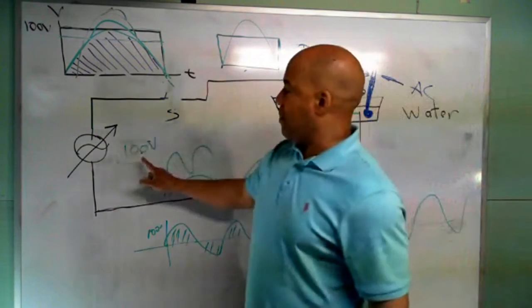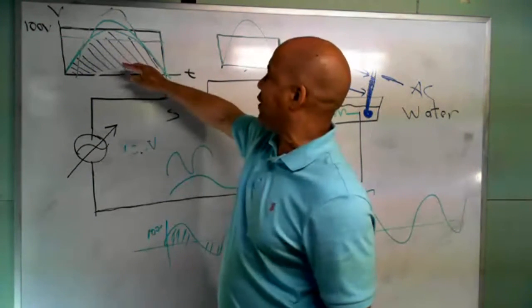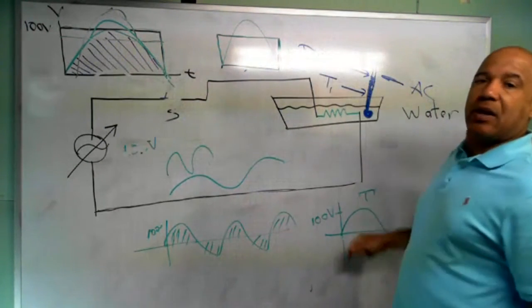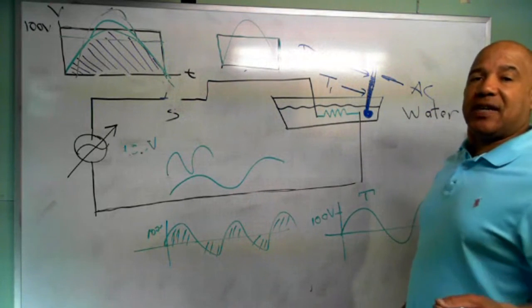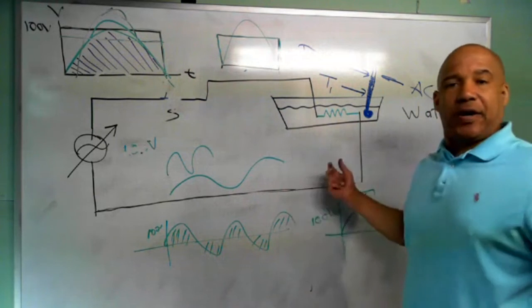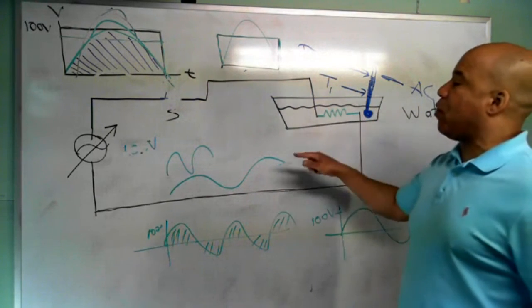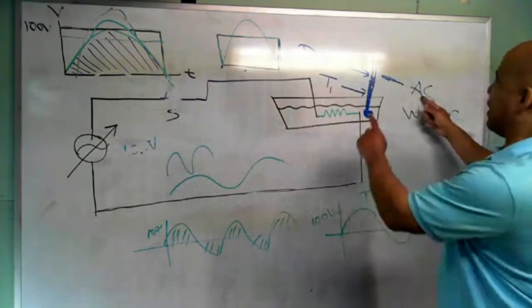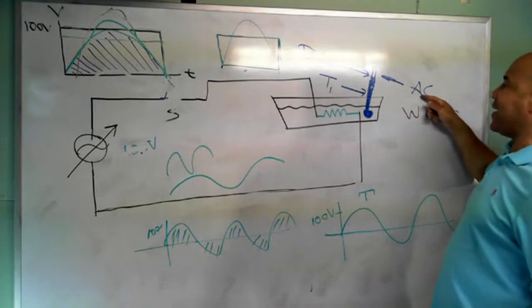I just keep turning this up. It won't be 100, it'll be higher than 100 because it takes more AC to do the same amount of work as the DC. But when these two temperatures match, what I can say is the heating effect of the DC and the heating effect of the AC are exactly the same. In other words, I'm doing the same amount of electrical work with the AC source and the DC source when the temperature from the DC source matches the temperature from the AC source.